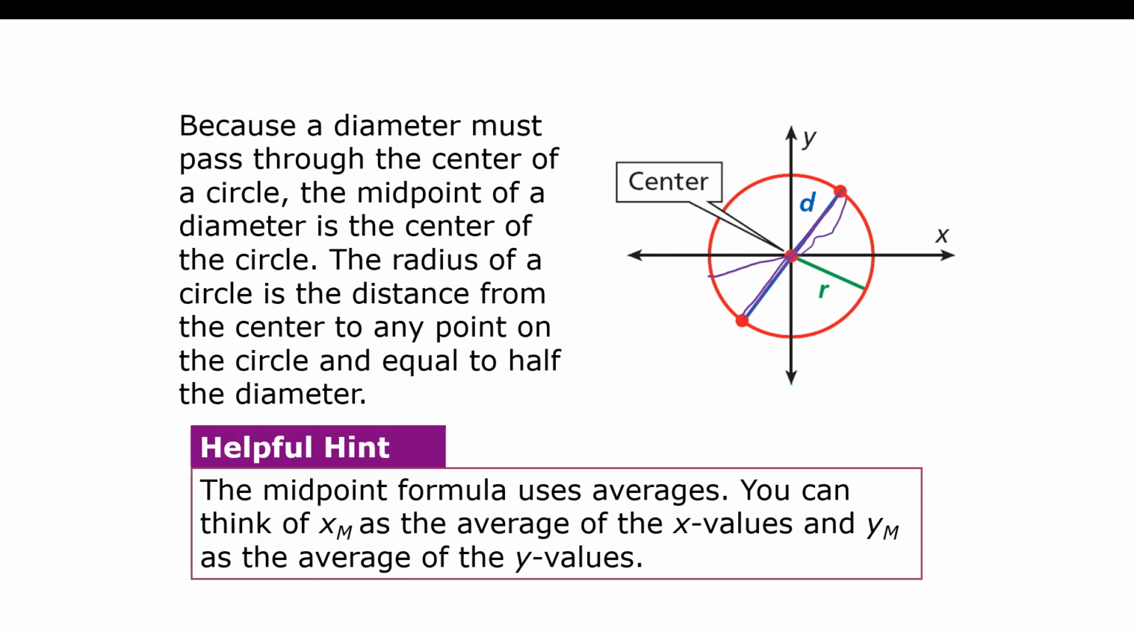All right, so here's a helpful hint. The midpoint formula uses averages. So you can think of the midpoint xm as the average of the x values and ym as the average of the y values. Just something that might help you, it might not. Using the formulas on page 724 will probably be the most helpful.